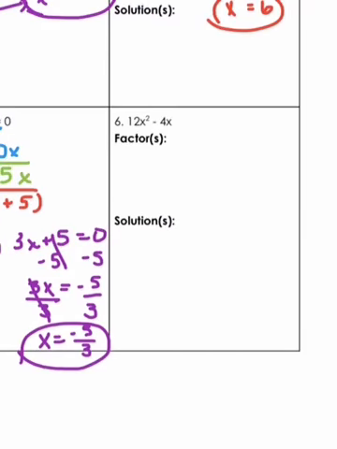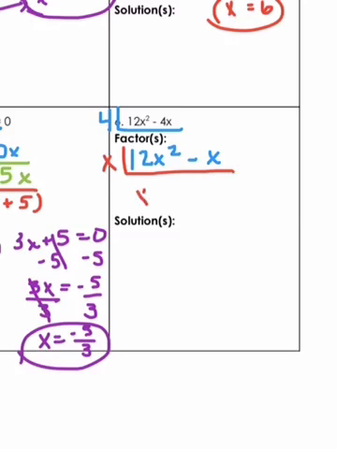Last but not least, look for that GCF first. We're going to divide 12 and -4. So we're going to divide them both by 4, which would give us 3x squared minus x. And then I want to factor out a variable. So we can factor out an x.